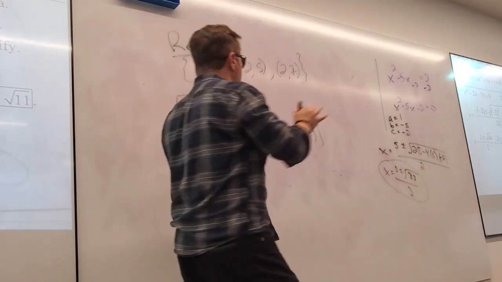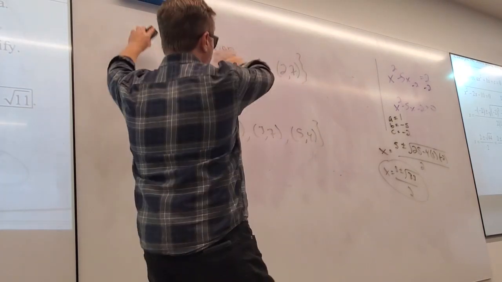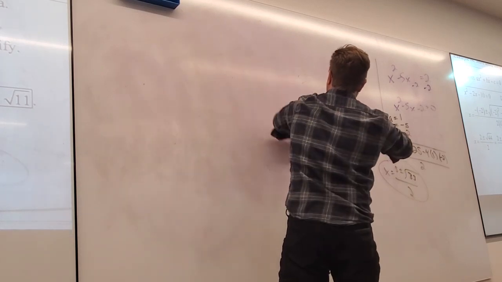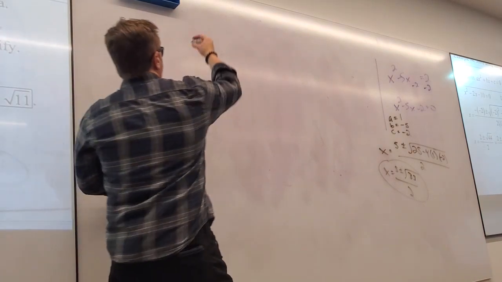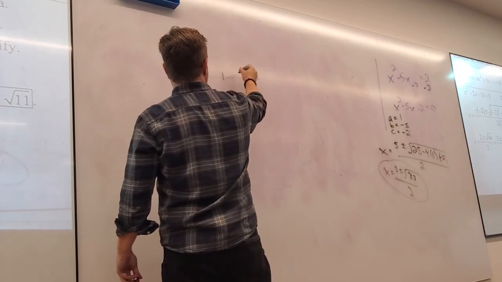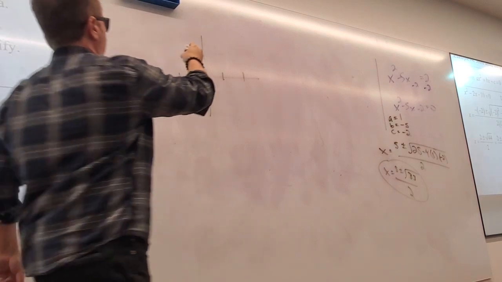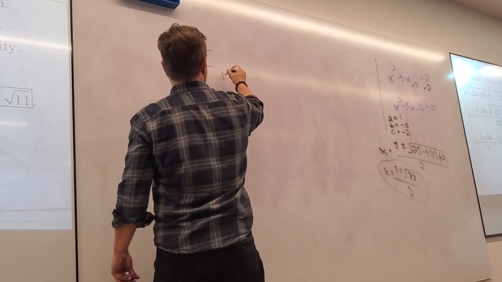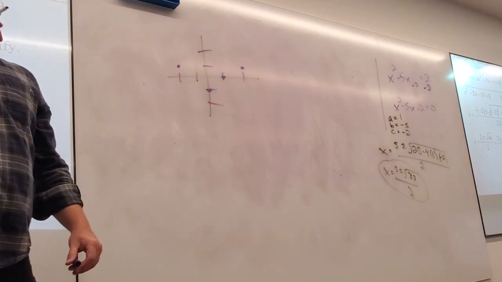Okay. So visually, what does that kind of look like? I'm going to make a lot of assumptions, by the way. I'm going to assume you guys can all graph points. If this is a bad assumption, come see me. So would this represent a function or not? Is that a function?